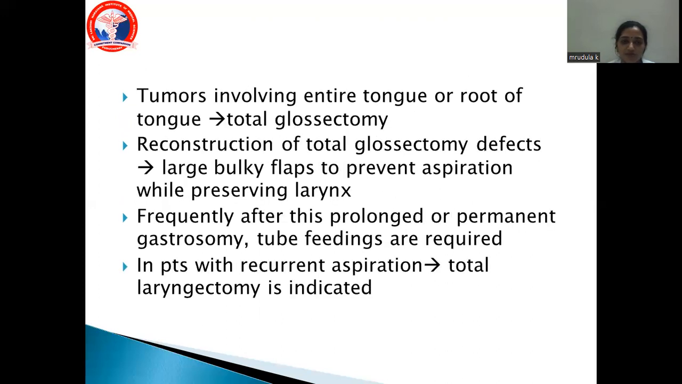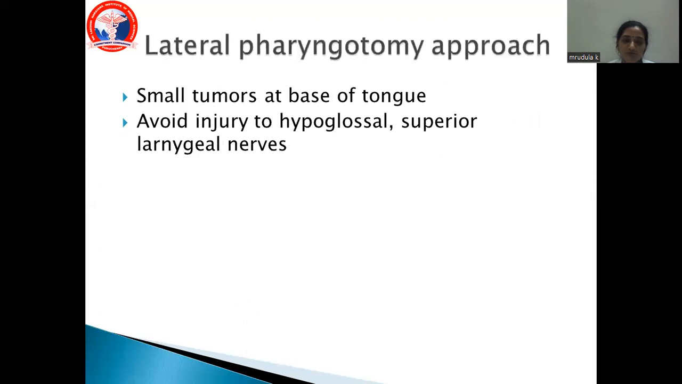So here total glossectomy can be done, and reconstruction using large bulkier flaps to prevent aspiration and preserve the larynx. Frequently after this, prolonged or permanent gastrostomy and tube feeding may be required in some patients. Recurrent aspirations may occur, so total laryngectomy may be indicated in some patients.